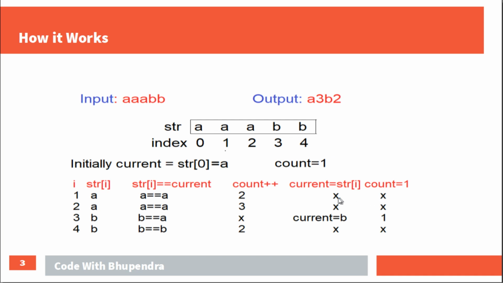This portion will not get executed. When i is 2, again we get the character A, equal to A, so the counter becomes 3. So this part will not get executed. Next time i is 3, so at the third index we have B, which is not equal to A. So the else portion gets executed, and the current character becomes B and the counter becomes 1. Finally, when the index is 4, str of i is B, which is equal to B. Counter increases to 2. So the result is A3B2.